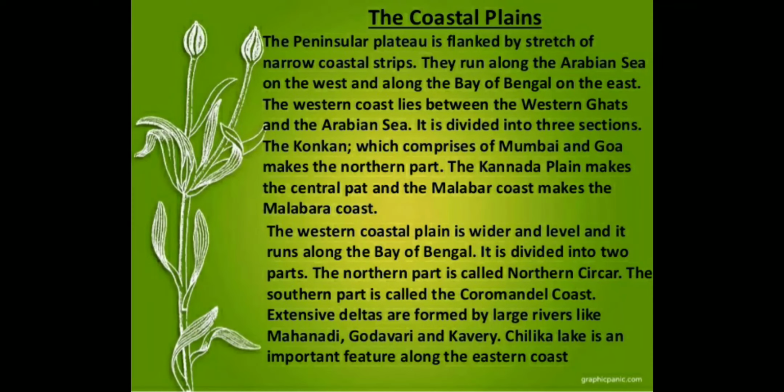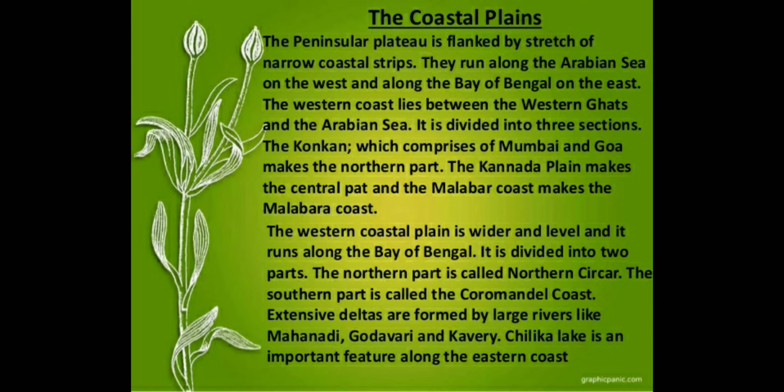The coastal plains: the peninsular plateau is flanked by a stretch of narrow coastal plains. By the side of it, it is very narrow, not a large, huge one. Narrow coastal strips. They run along the Arabian Sea on the west and along the Bay of Bengal on the east. Two sides I talked about. Bay of Bengal in the east and the Arabian Sea in the west.